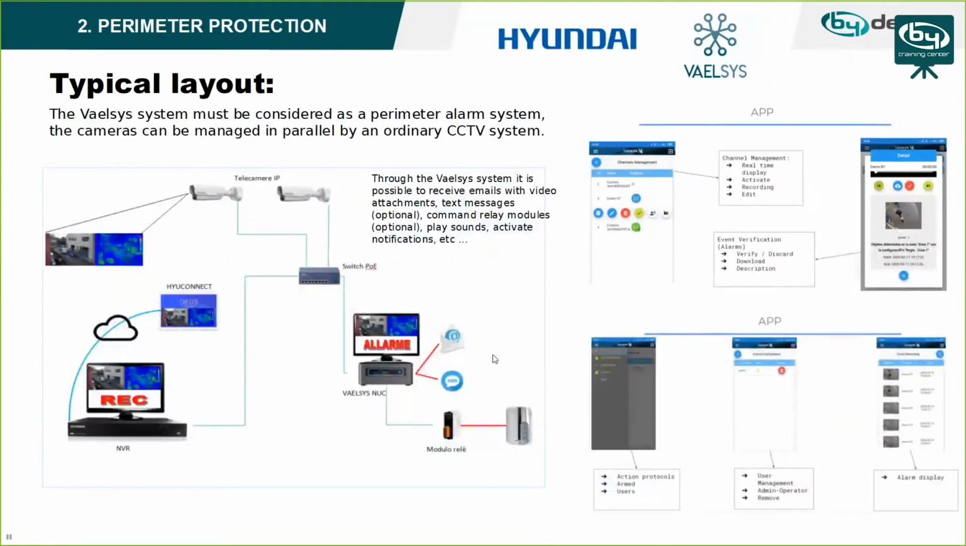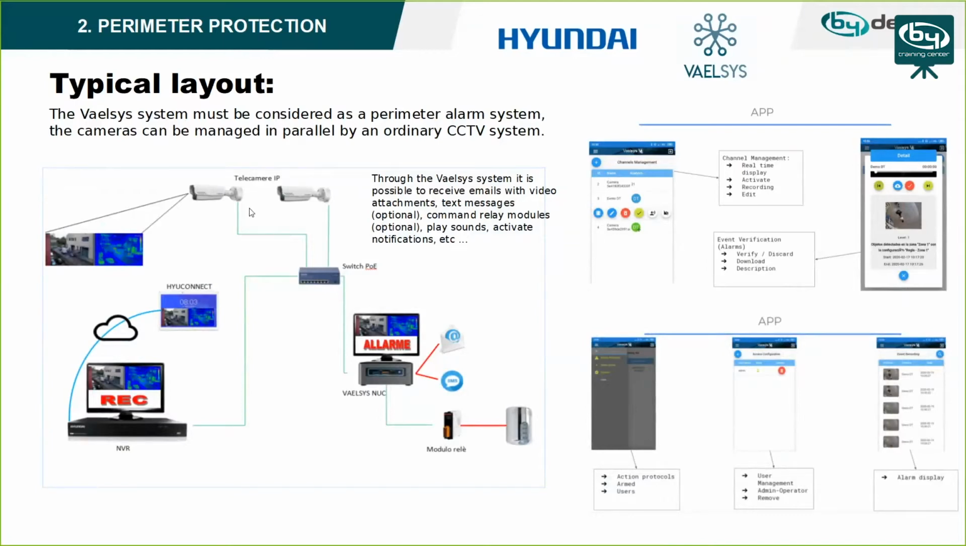So a typical layout that the Vaelsys system would work on would be, for example, you can see we have two cameras here that are connected to a PoE switch, and you can see all the results of these cameras on the HYU Connect, for example, if we're talking about Hyundai cameras. And on the other side, in this same switch, we can have a Vaelsys V4 NUC.